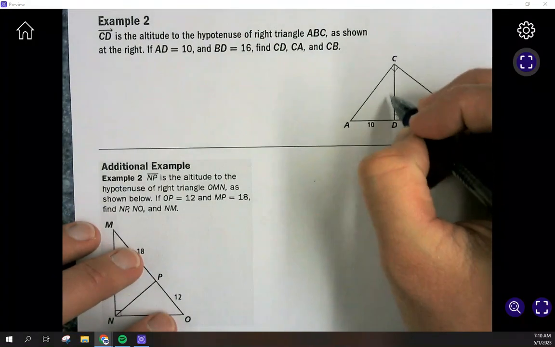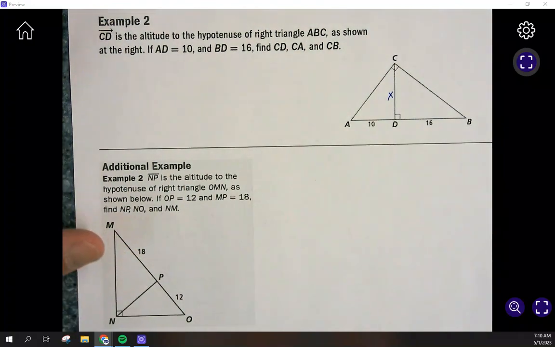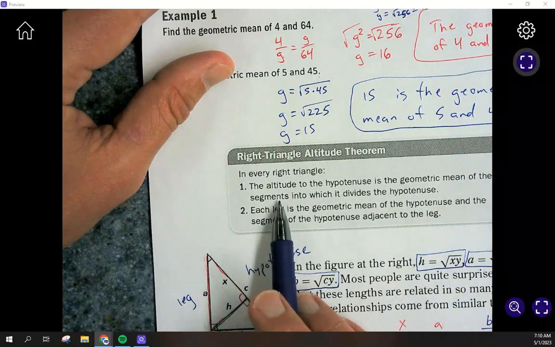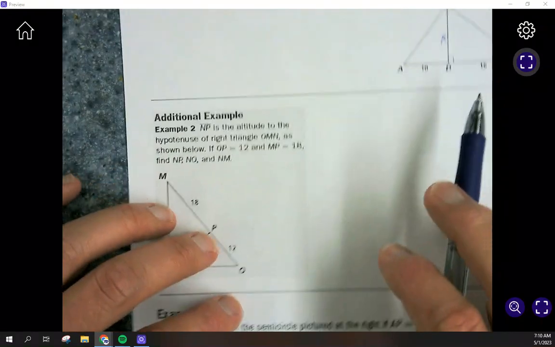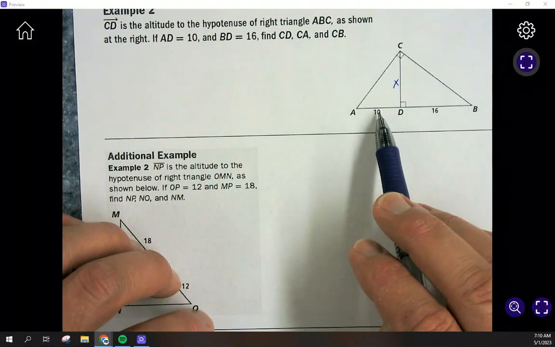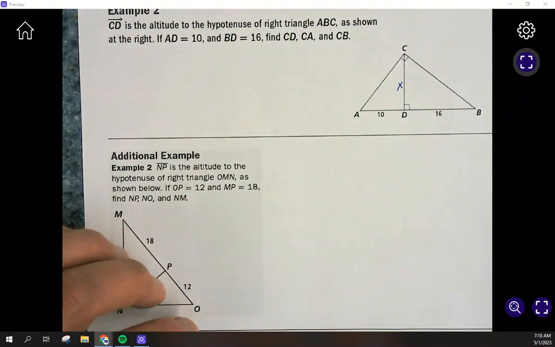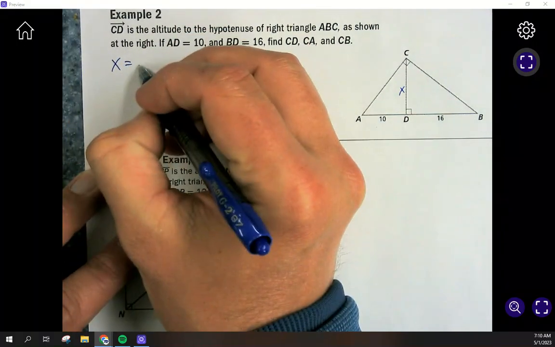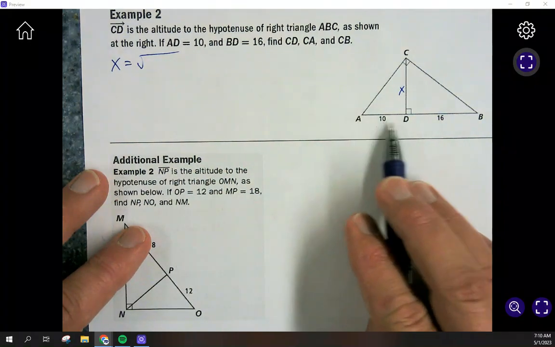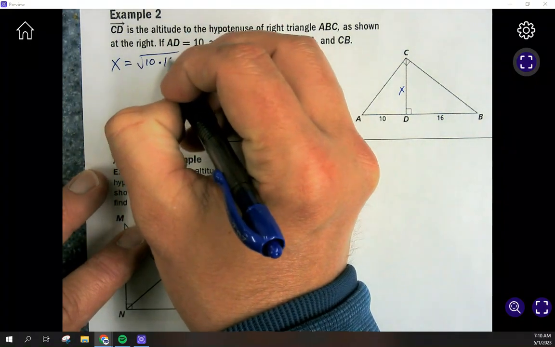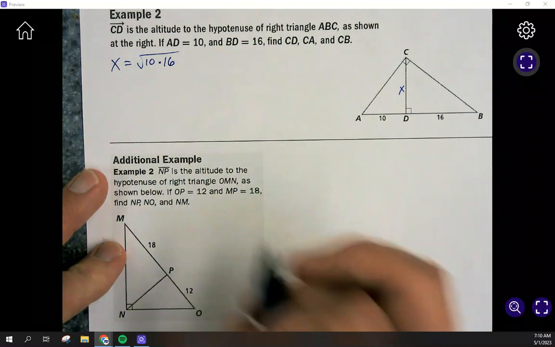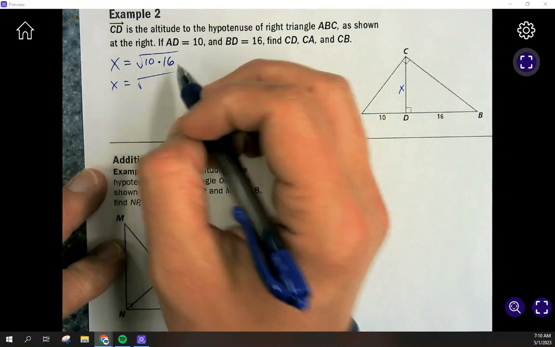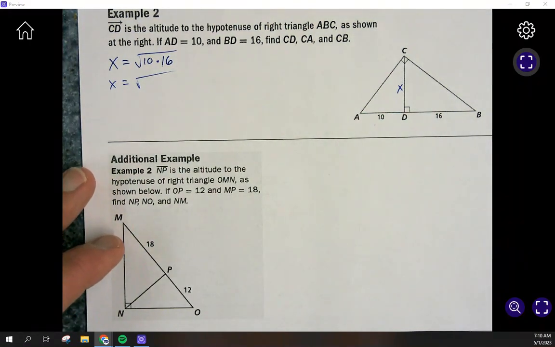So let's start with CD. I'm going to call that x. So if we go back to our theorem, the altitude is the geometric mean of the segments in which it divides the hypotenuse. So here's the altitude. It's the geometric mean of the 2 pieces of the hypotenuse. So this is actually real straightforward, nice and easy. X is the geometric mean of, meaning we're going to square root this times this, 10 times 16. So x equals, now in this case, we're going to try and leave this in simplest radical form.